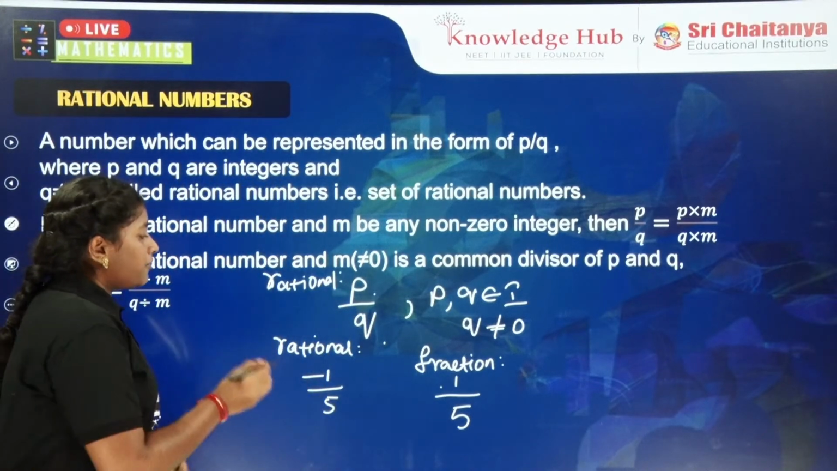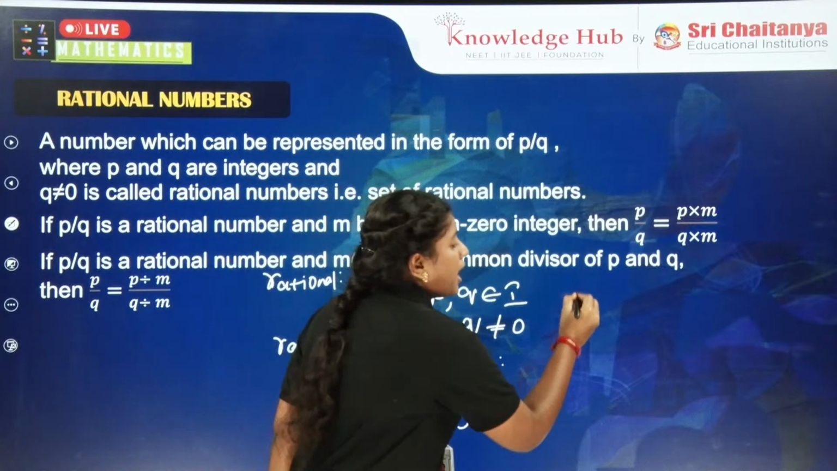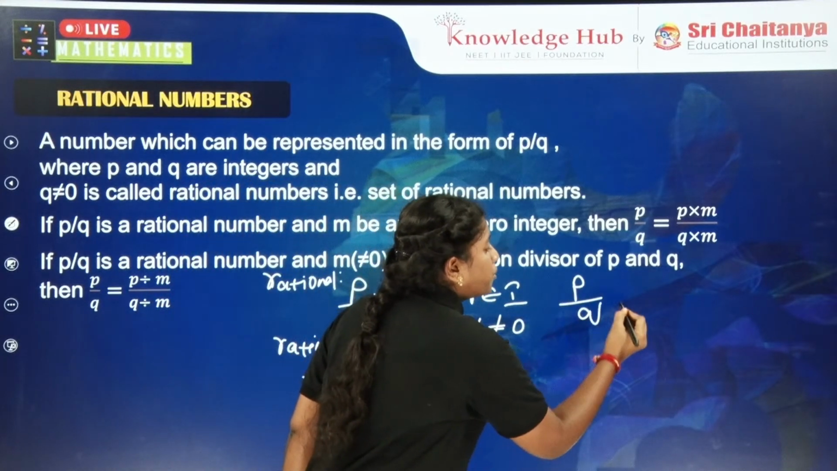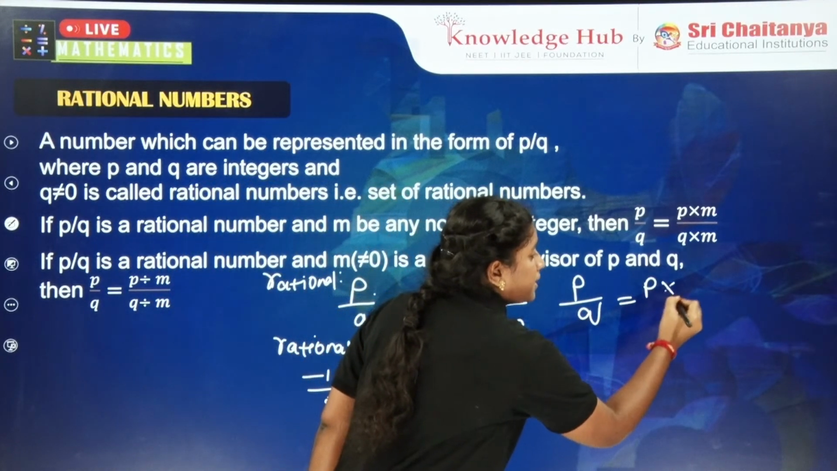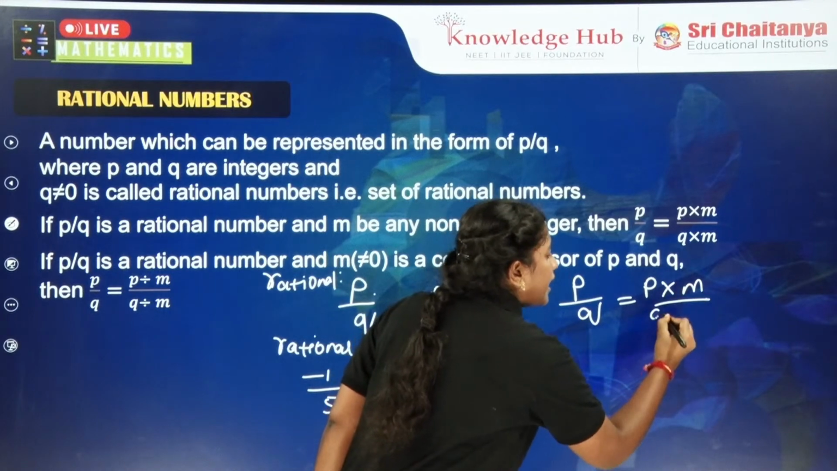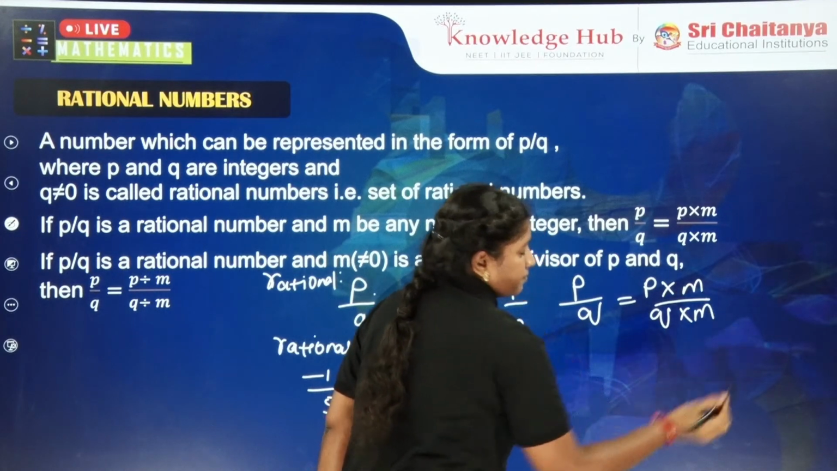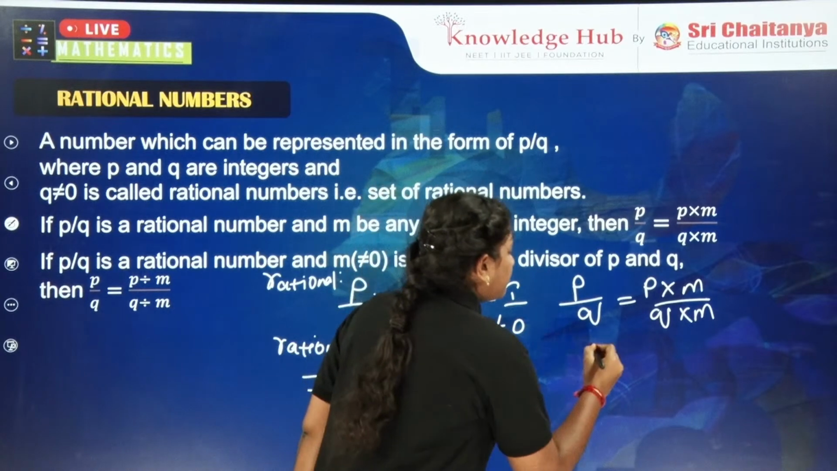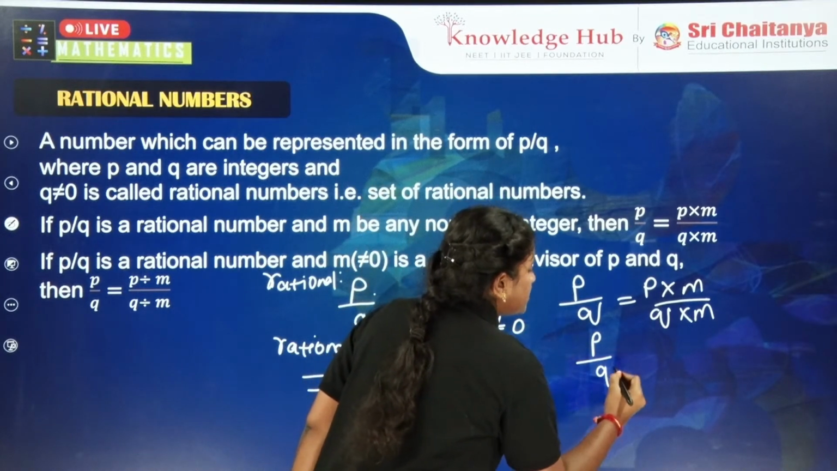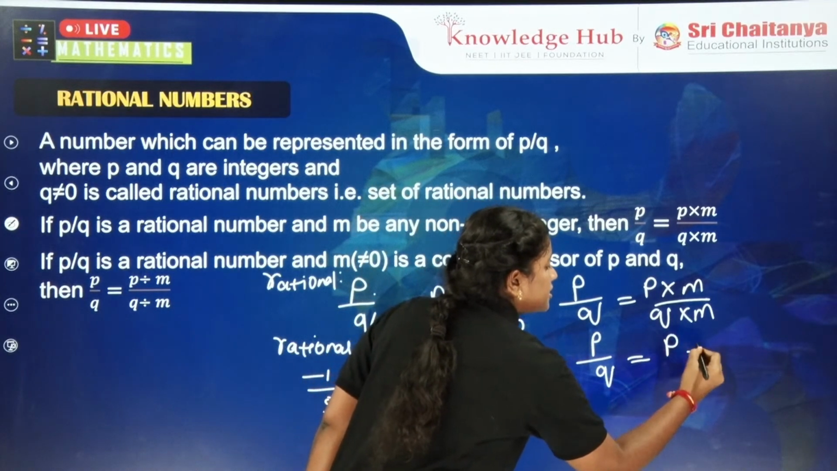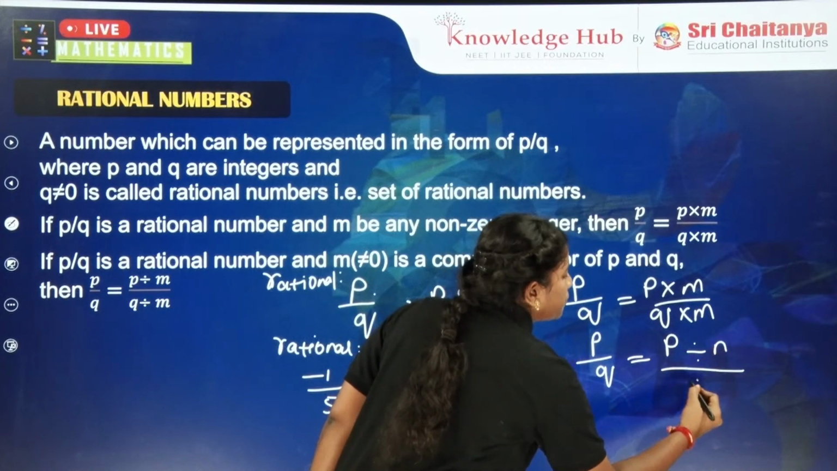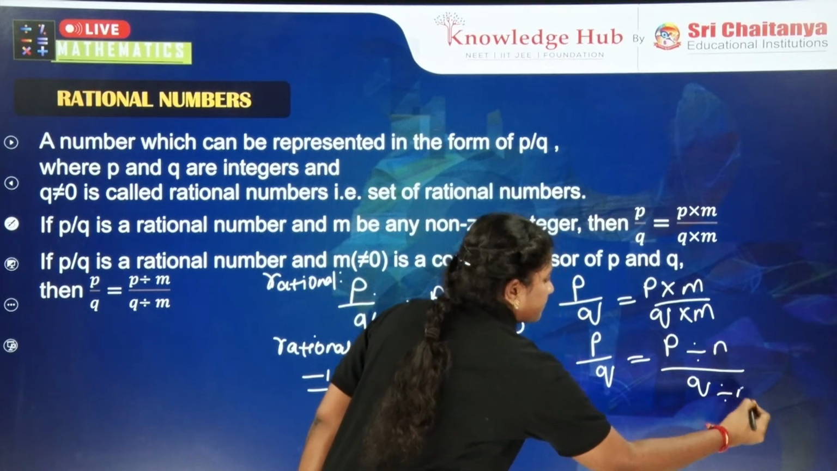Moving to the next, if I consider p by q, I can multiply both the numerator and denominator, that is, p is multiplied by m and q is also multiplied by m. Or they can both be divided by n, that means p by q, where p is divided by n and q is also divided by n.